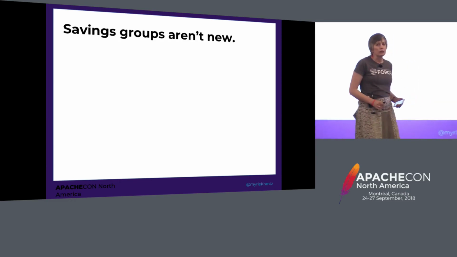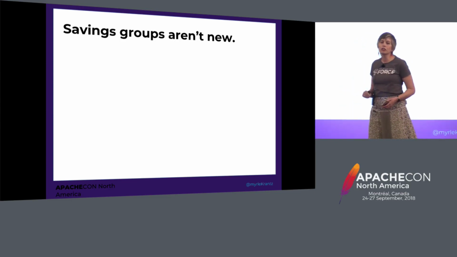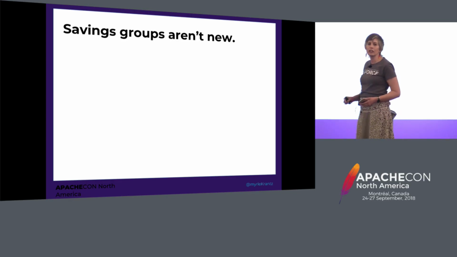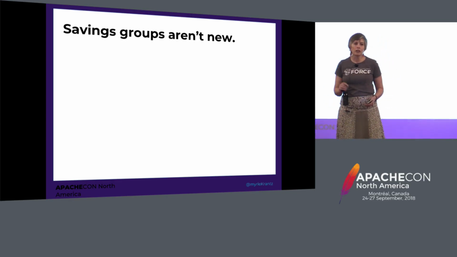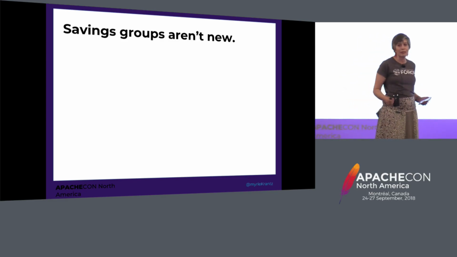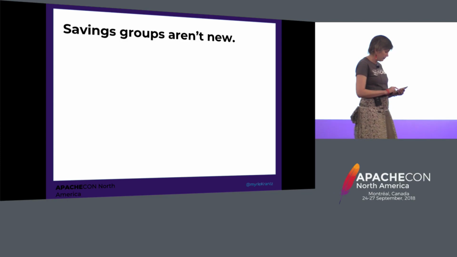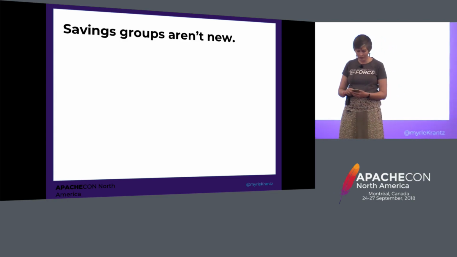These ideas aren't new. Savings groups have existed in one form or another for over 2,000 years. This idea actually came out of Africa. There is a word in over 100 languages for savings groups. So for example, tandas in Latin America, chama in Swahili, susu in the Caribbean.